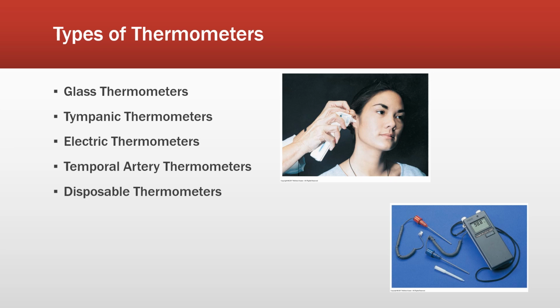There are all different types of digital thermometers. We have the temporal artery thermometers that scan the forehead to the temporal artery. And we have disposable thermometers, and that could be just little pieces of paper or plastic that are going to read temperatures.